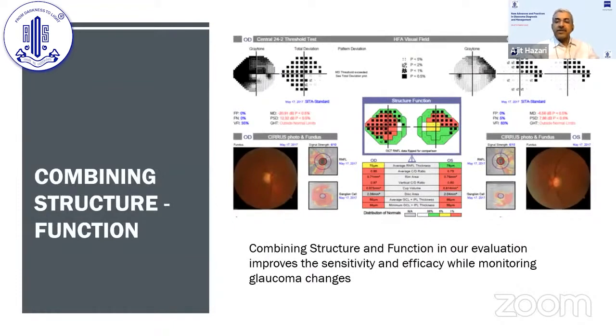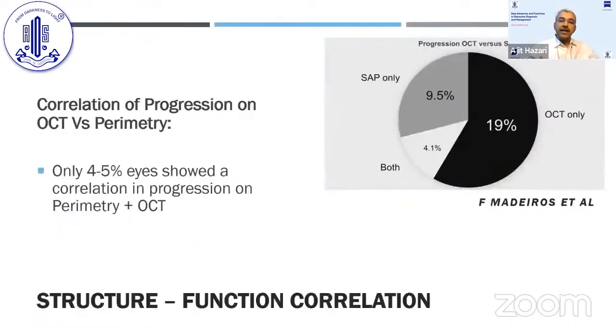Combining structure and function in our evaluation improves the sensitivity and efficacy while monitoring glaucoma changes. So we'll be going into more detail about this at a later part. But if we are looking at progression of our patients, and if we are looking at perimetry or OCT individually, then we see that only 4 to 5% of the eyes will show correlation and progression in both the devices at the same time. So why does this happen?